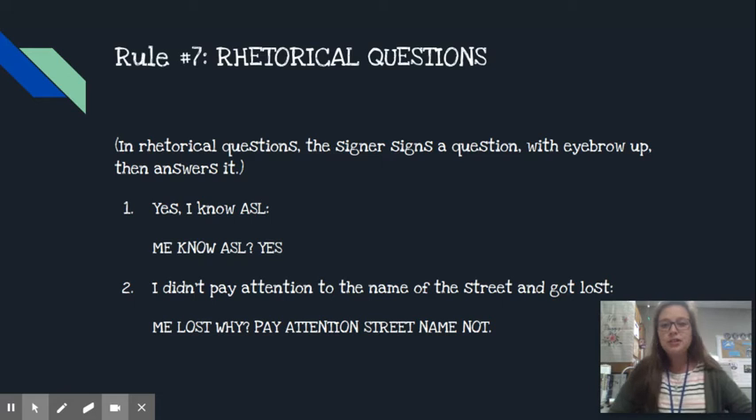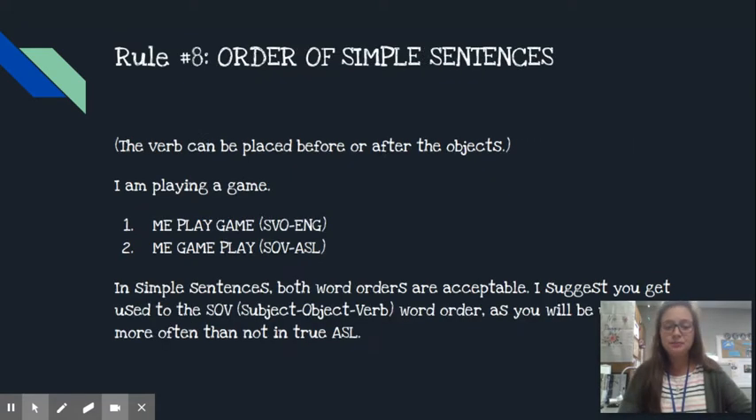Okay, rhetorical questions. Remember that these are where we just answer our own question. Your eyebrows are up, and then they go down to neutral. So, me no ASL, yes. Okay, you're answering your own question.